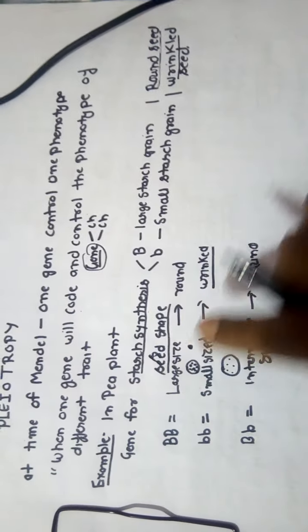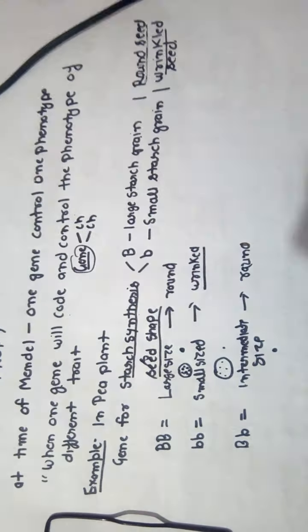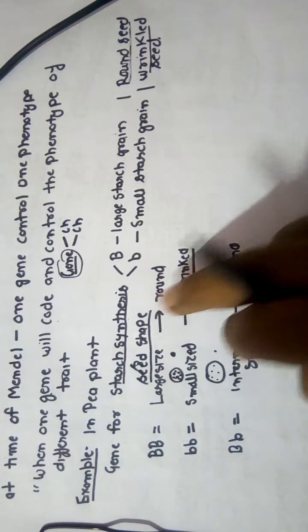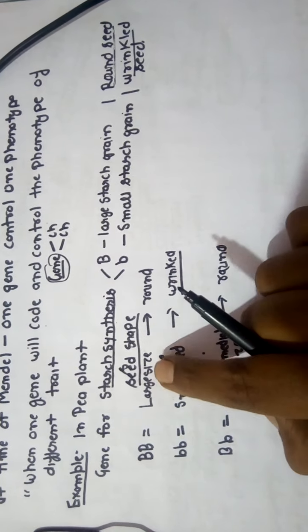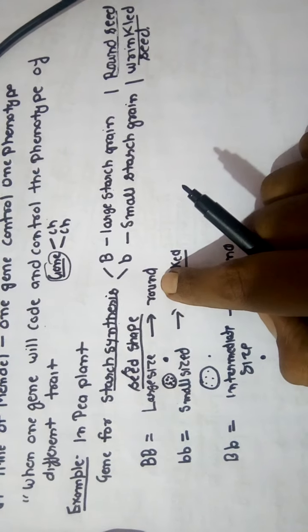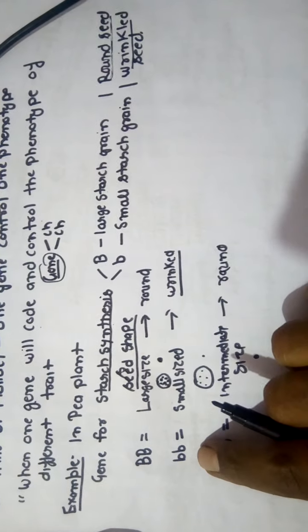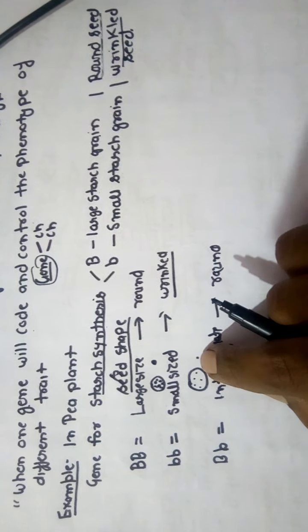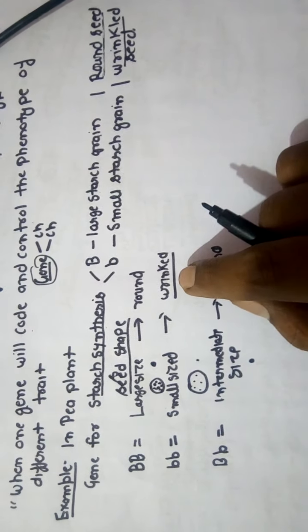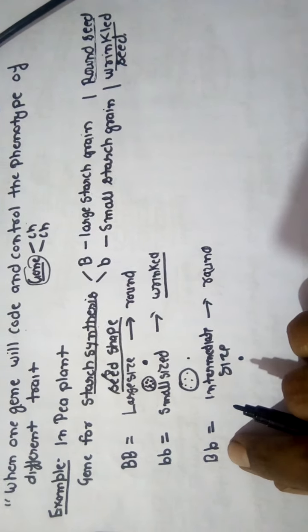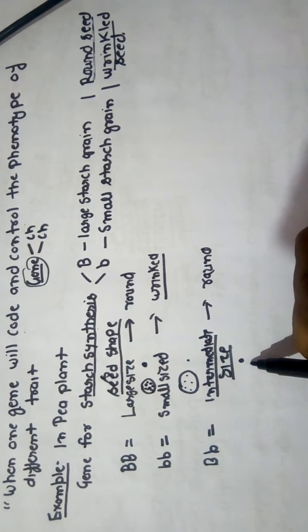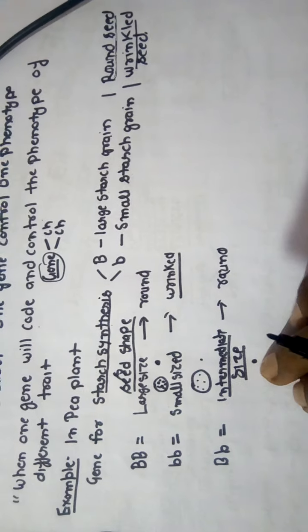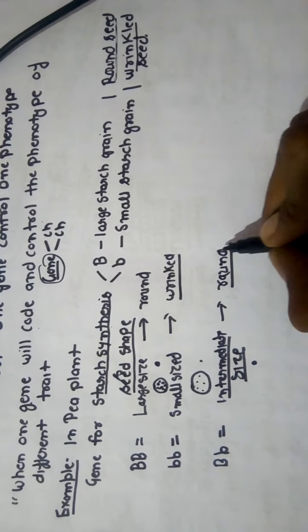So here you can see the gene is controlling two phenotypes, the starch synthesis, that means what size of starch grains are going to be synthesized, and what will be the shape of seed. So if a plant is homozygous for capital B, in this condition all starch grains are large in size and on maturity the seed becomes round because it is filled from inside. If the plant is homozygous for small b, the starch grain size will be small, and in this condition on maturity the seed will become wrinkled. And if the plant is heterozygous for capital B and small b, in that condition intermediate size starch grains are produced, and because the size of starch grain is larger than small and smaller than large, in this condition the seed will on maturity become round.